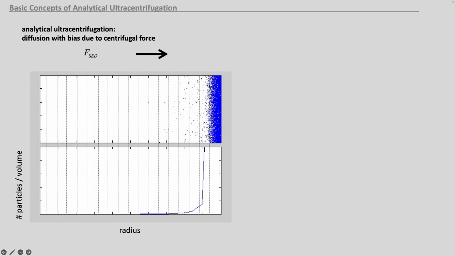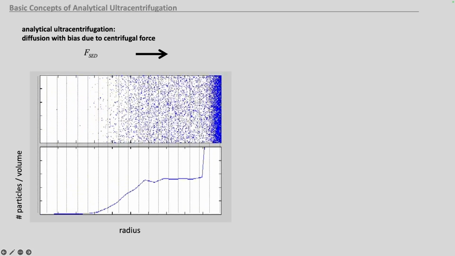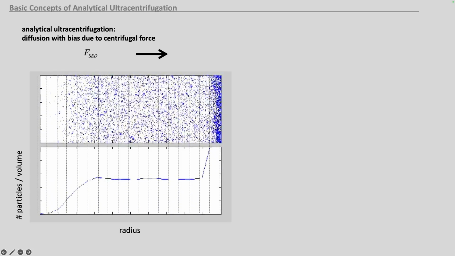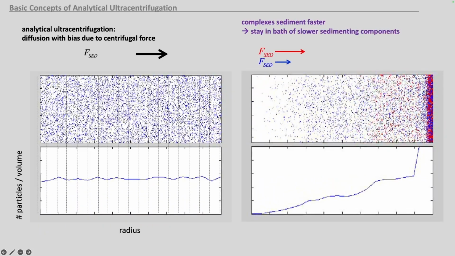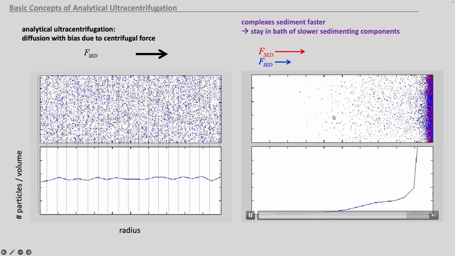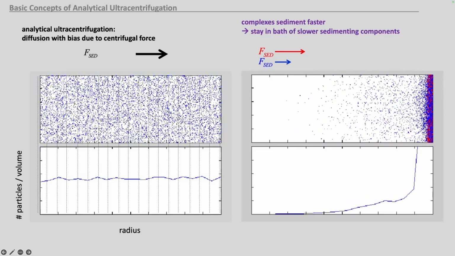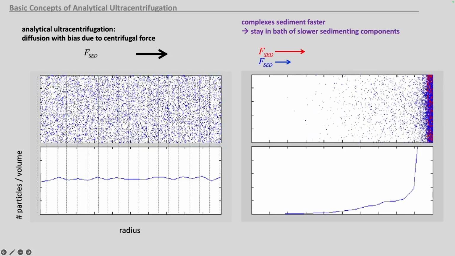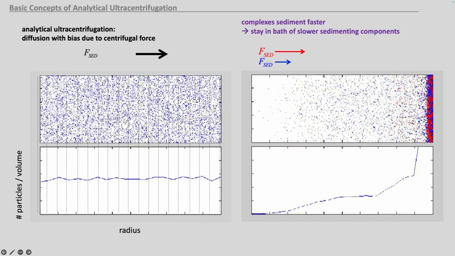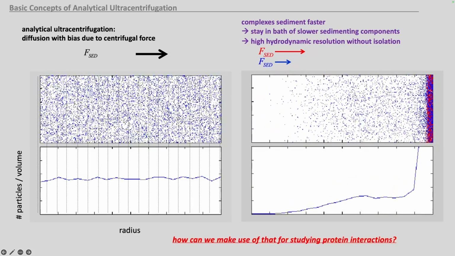As we have seen before, this typically produces sedimentation boundaries that reflect migration from sedimentation and diffusion. And I like to visualize this as Brownian motion with a bias. So you see these little dots whizzing around with a bias. Now, for interacting systems, let's say monomers are blue dots and the faster sedimenting complexes are the red dots. Now, if the complexes are not stable, they may dissociate. But they can readily reform since they always remain in an undiluted bath of their slower sedimenting components. So how can we use that for studying protein interactions?